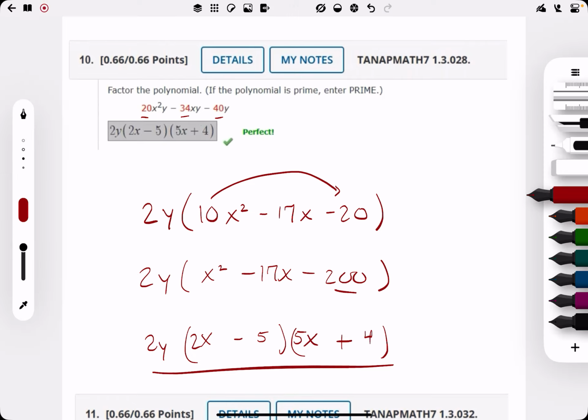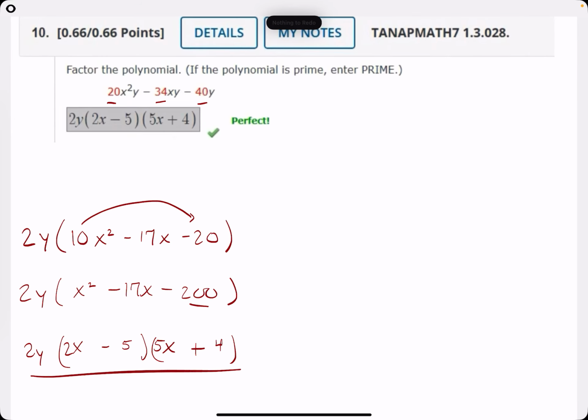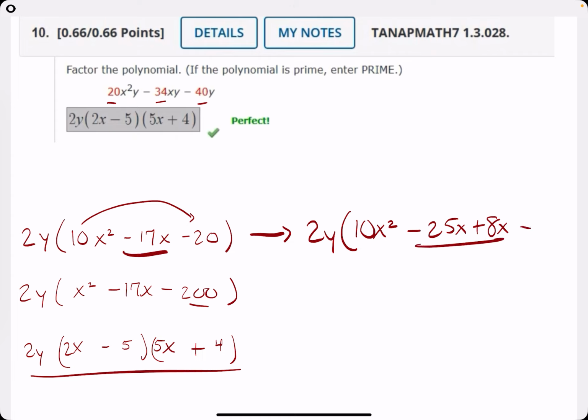Let's see if I can back it up and show you where you could have done the other method. Right around when we did the whole 200 thing. So this is an alternate route you could have taken. You could have rewritten this term as 10 times negative 20 is negative 200, and then minus 25x and plus 8x is negative 17x. So you're replacing the negative 17x with these, and then minus 20.